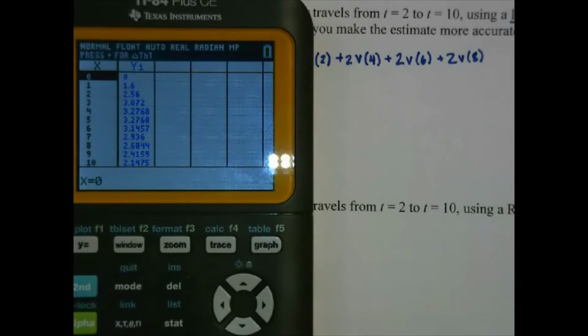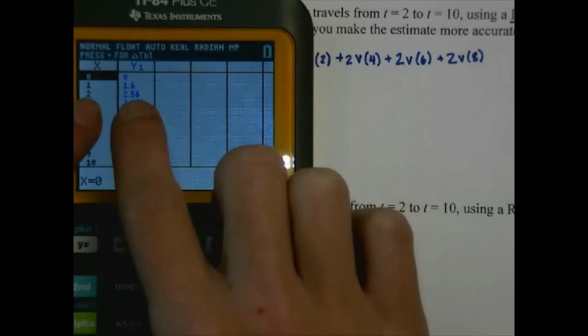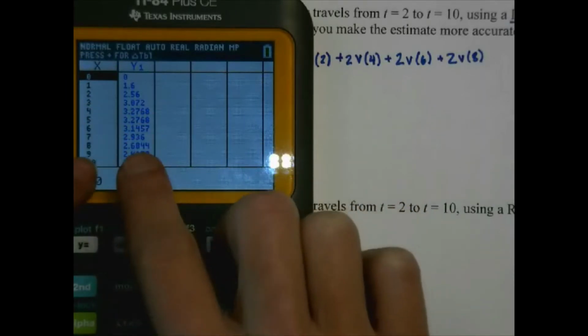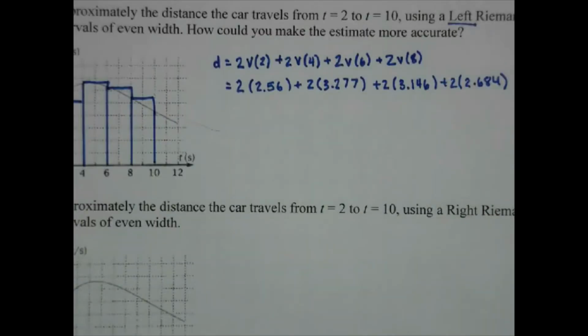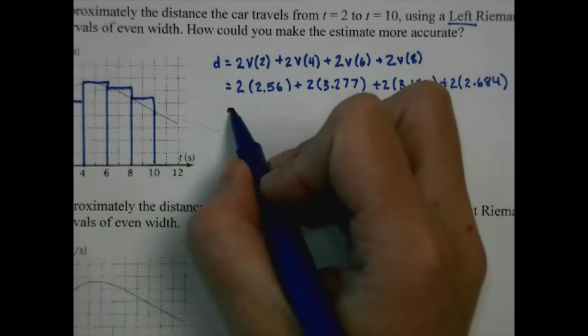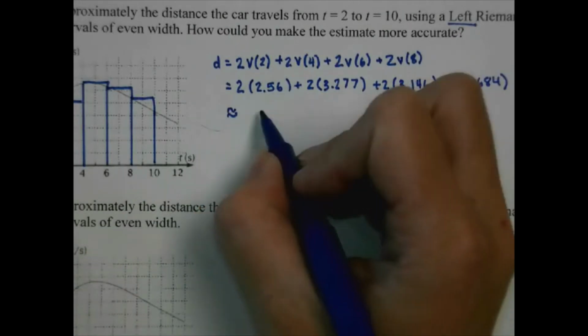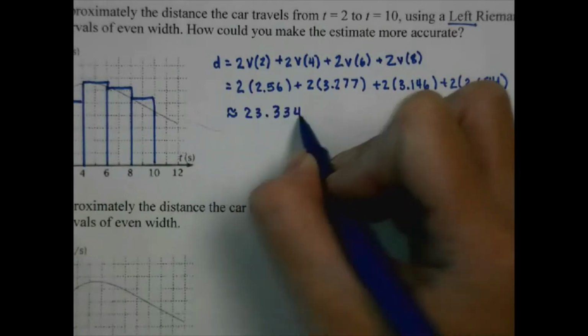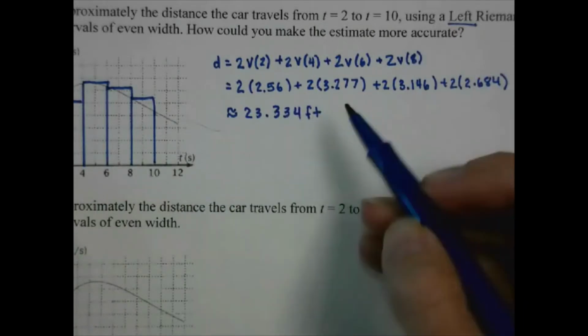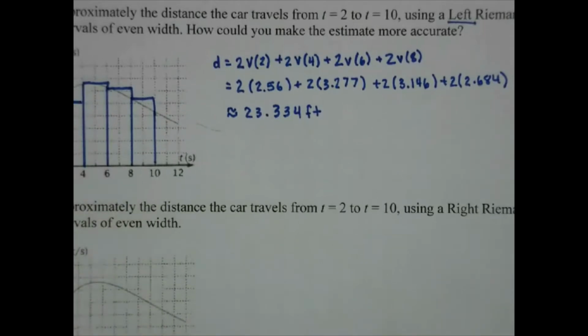We would want as accurate as we can, but for right now, let's just use 3 decimal points. So we need v at 2, at 4, at 6, and at 8. And I'm going to fill that in the notes now. So these are the values pulled from the chart, and you could also use the y1 evaluated. That works too. So if we type all this in, we get approximately 23.334 feet, which is pretty close to our last guess.